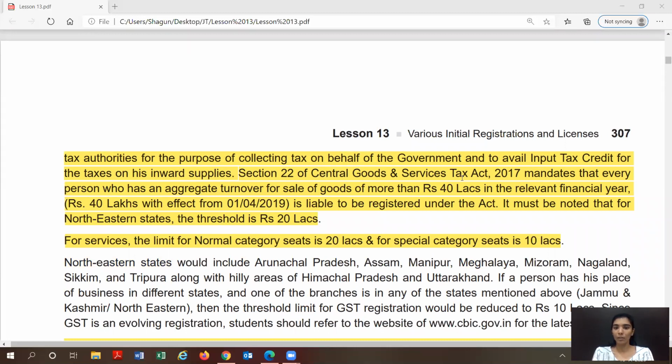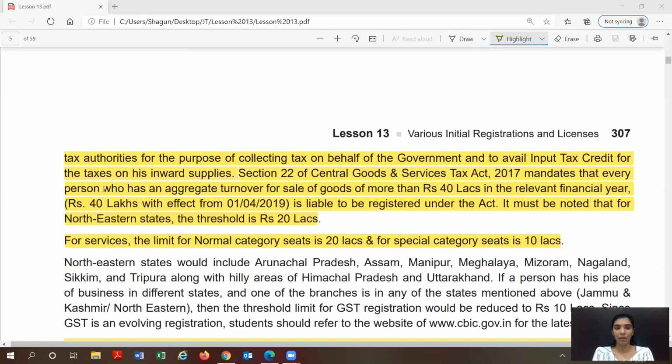Section 22 of the Goods and Service Tax Act mandates that every person who has an aggregate turnover of sale of goods of more than 40 lakhs in any relevant financial year is liable to be registered under the Act. And for the northeastern states, the threshold limit is 20 lakh rupees. This is in case of sale of goods. What is the criteria? 40 lakh rupees turnover for the sale of goods. And in case of services, it is 20 lakh rupees. And in special service categories, it is rupees 10 lakhs.